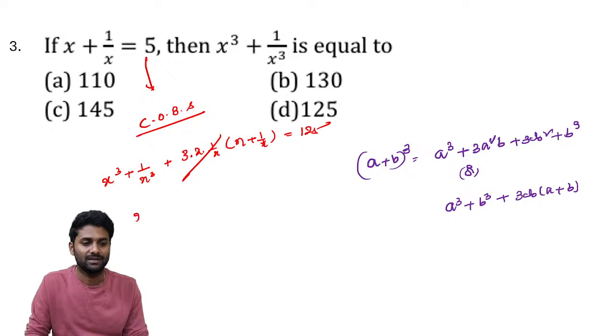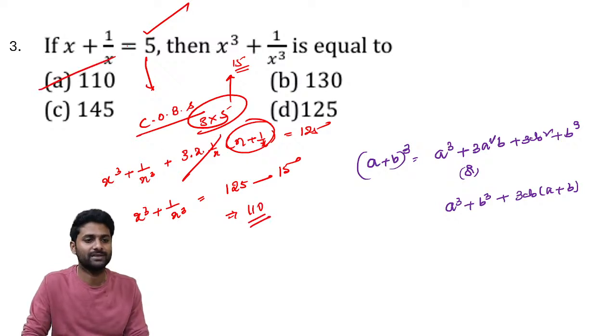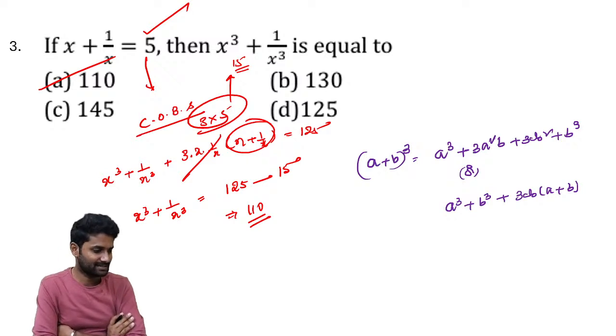Just cancel here. Then x cube plus 1 by x cube is equal to 125 minus 3 into (x plus 1 by x), which is equal to 5. So 3 into 5 is equal to 15. So if we take the difference here, then the value becomes 110. So x cube plus 1 by x cube is equal to 110 is the result.